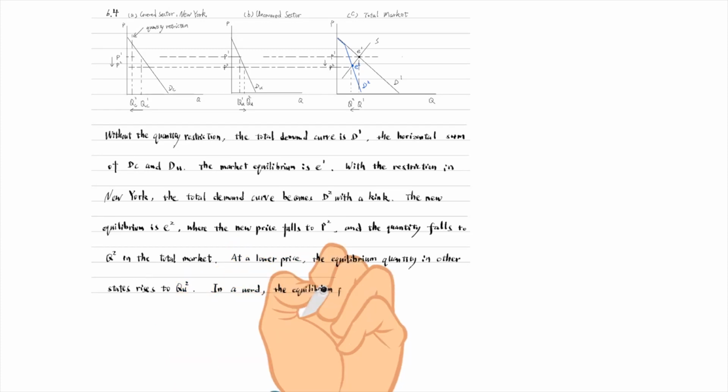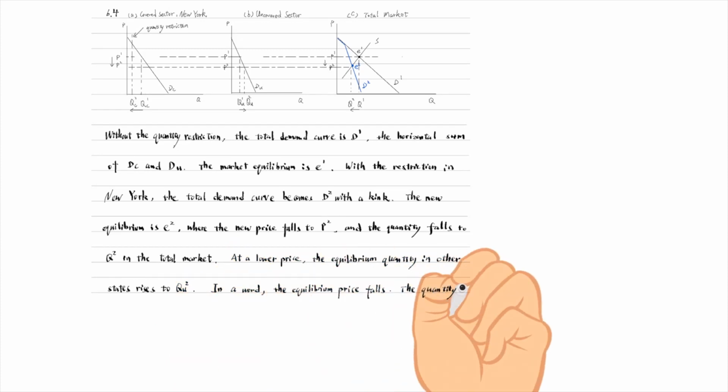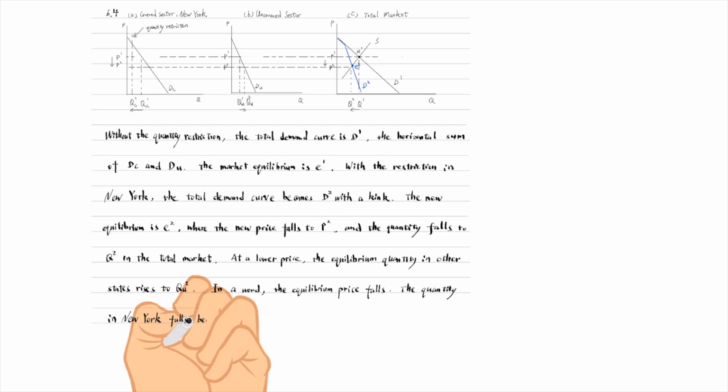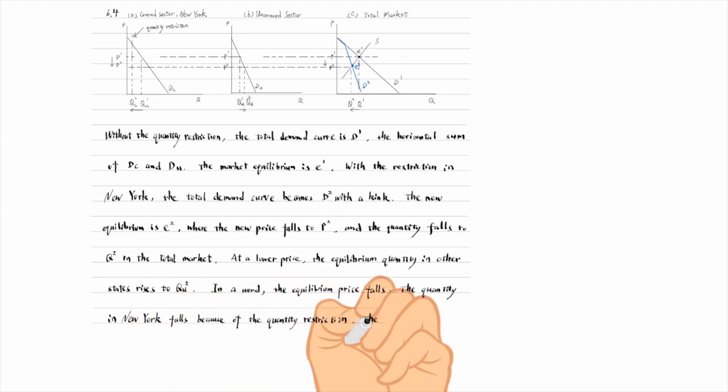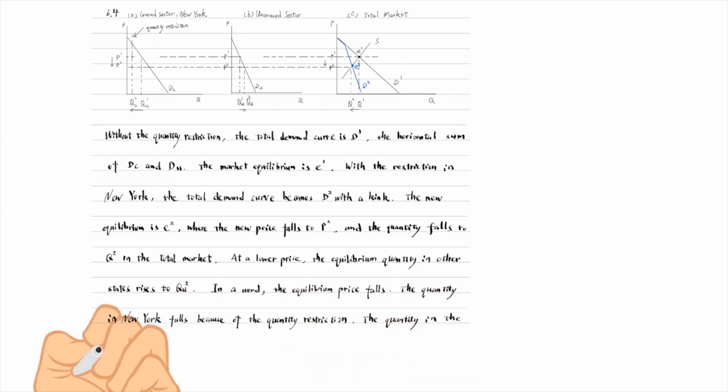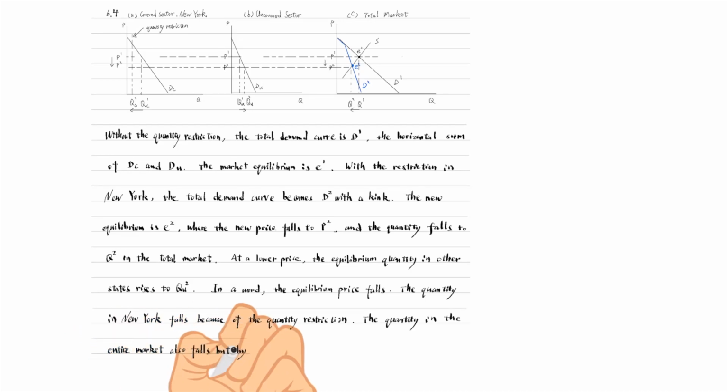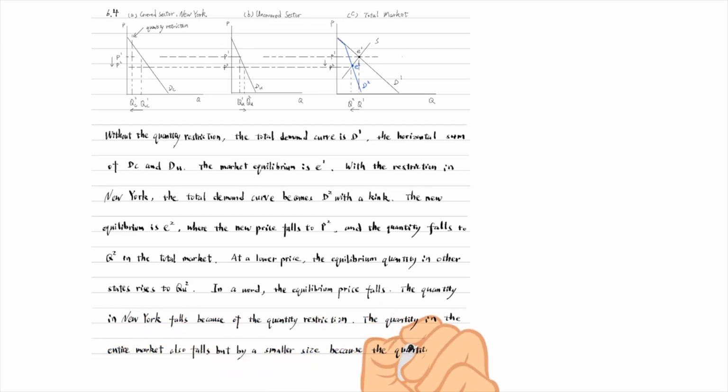In a word, the equilibrium price falls. The quantity in New York falls because of the quantity restriction. The quantity in the entire market also falls, but by a smaller size because the quantity in other states rises.